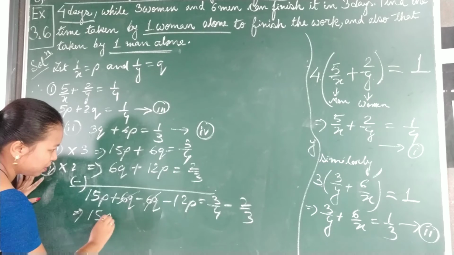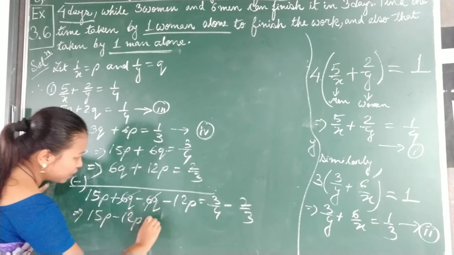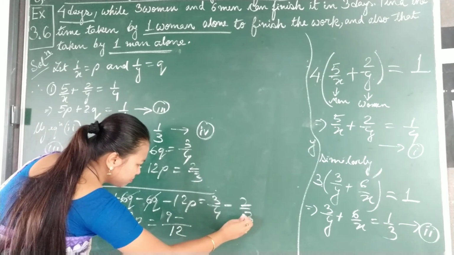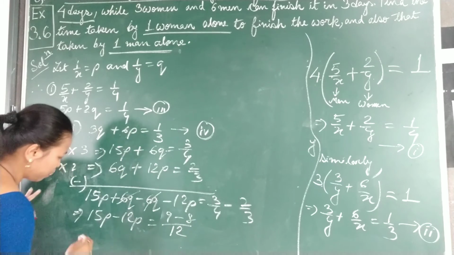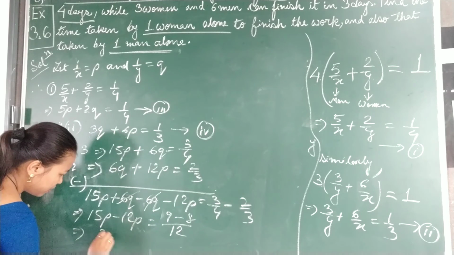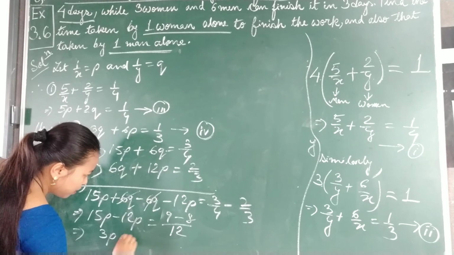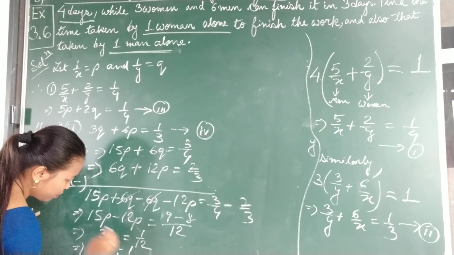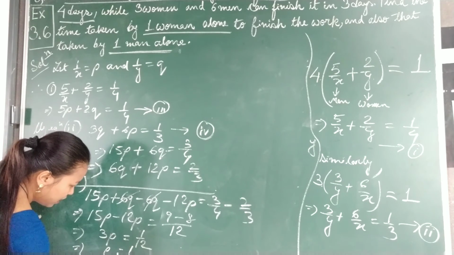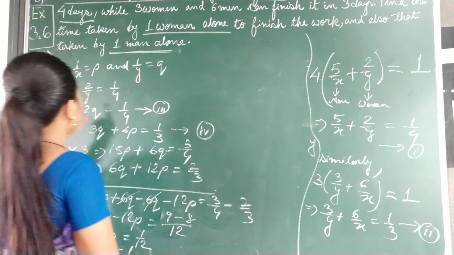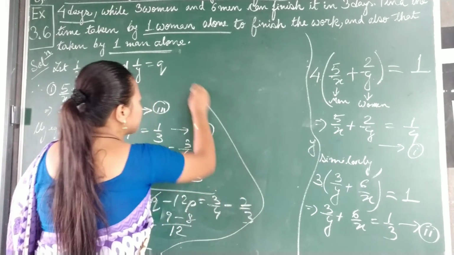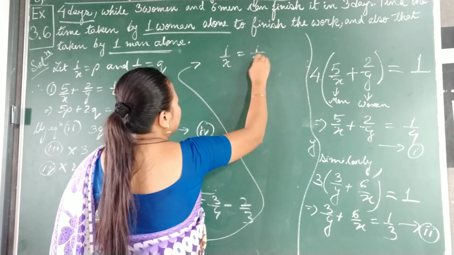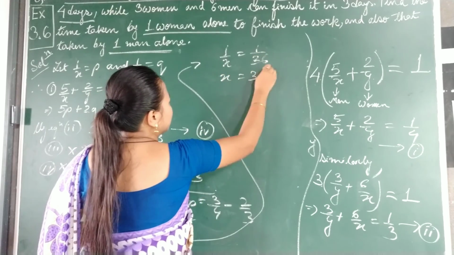15p minus 12p equal to, the common denominator is 12: 4 3s are 12, 3 3s are 9, 3 4s are 12, 4 2s are 8, so 1 by 12 is coming up. Then this is 3p equal to 1 by 12. So p is equal to 1 by 12 into 3, that is 1 by 36. What was p? My p was 1 by x. So 1 by x equal to 1 by 36. Therefore x is equal to 36 days.